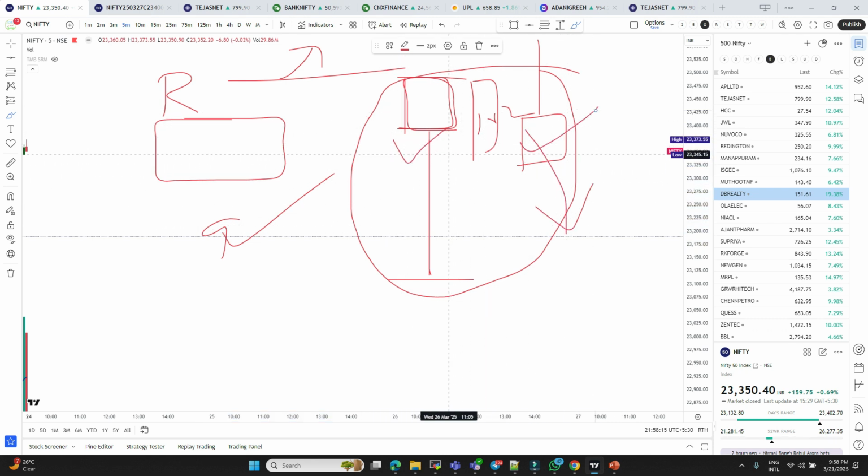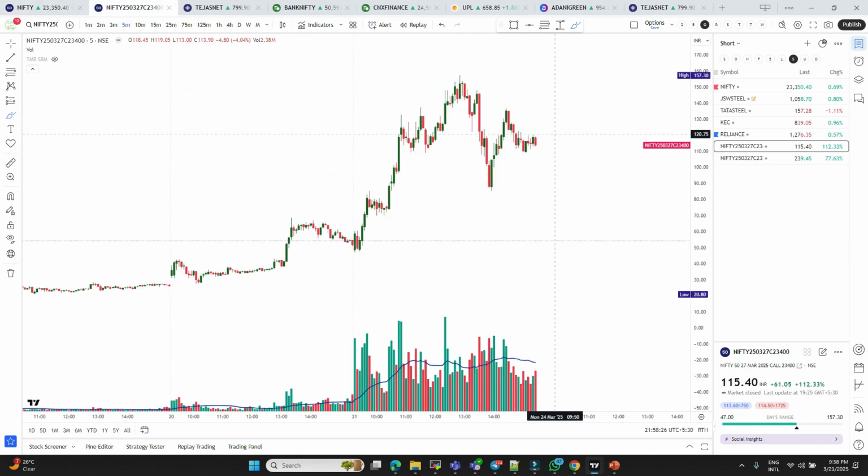You cannot observe this in the price chart. That means in the Nifty index chart, you may not be able to find this, whereas in the options chart you can see it. Okay, these are the rejections. Here the color doesn't matter. Let me show you.